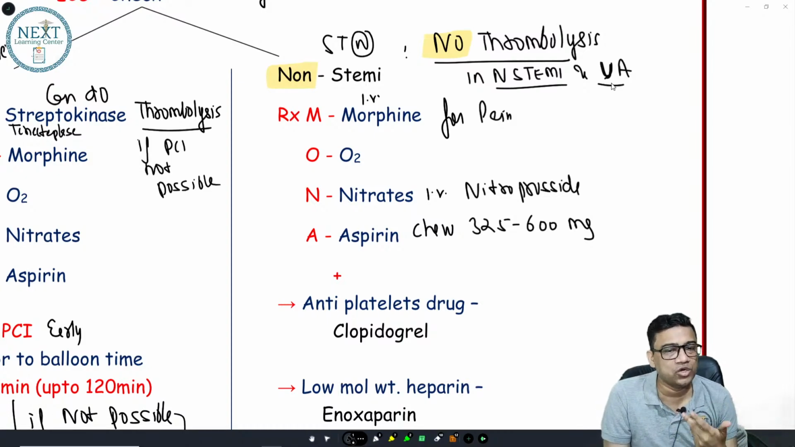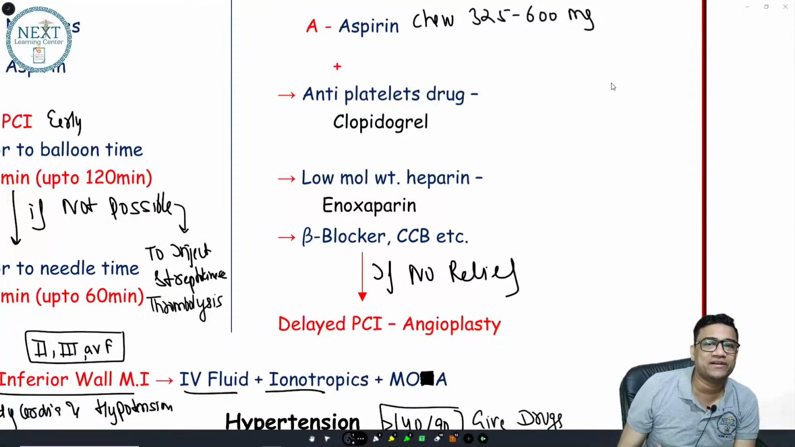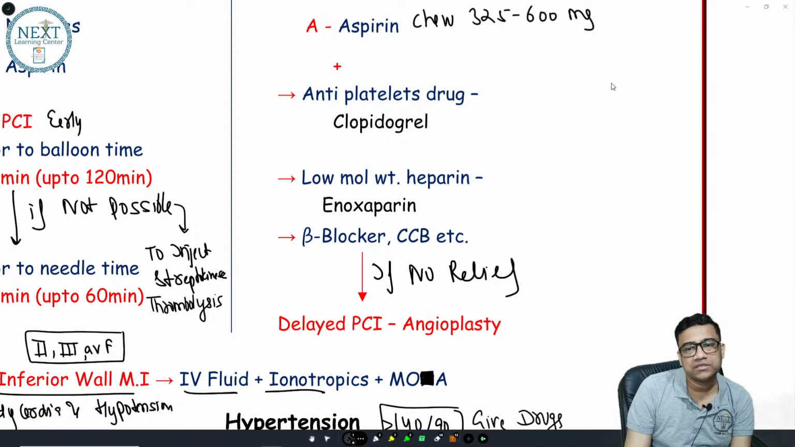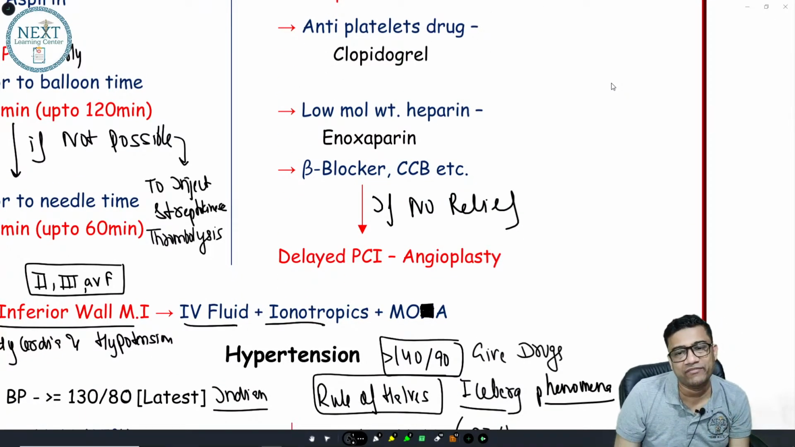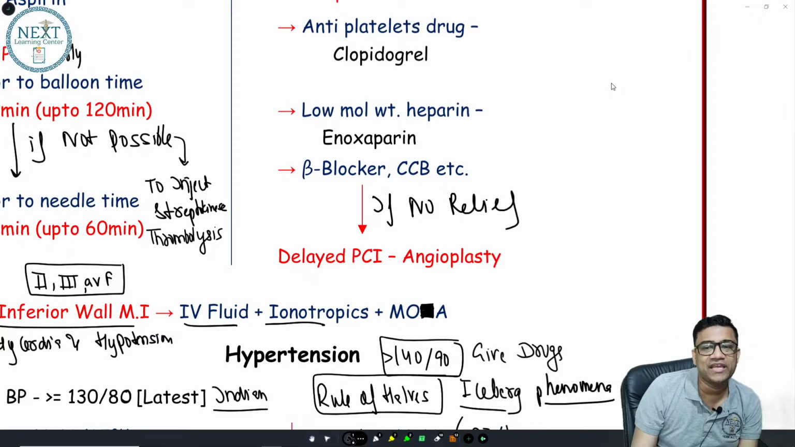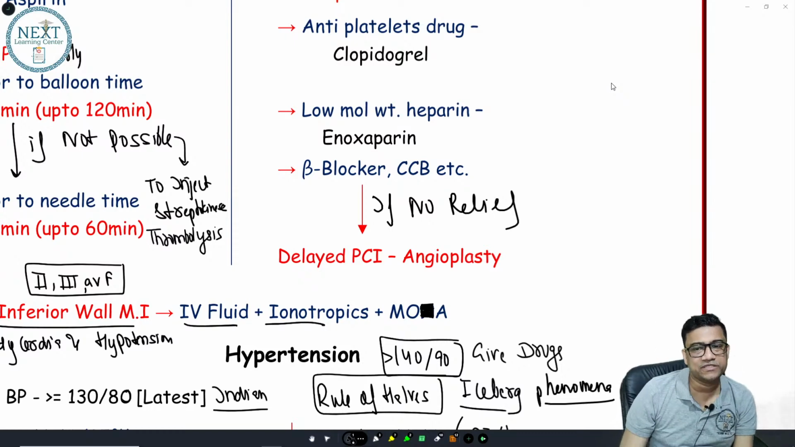What we can also add are antiplatelet drugs like clopidogrel, low molecular weight heparin, beta blocker, CCB. If the patient is not having relief, we can do a delayed angiography and angioplasty. So delayed PCI, angioplasty.